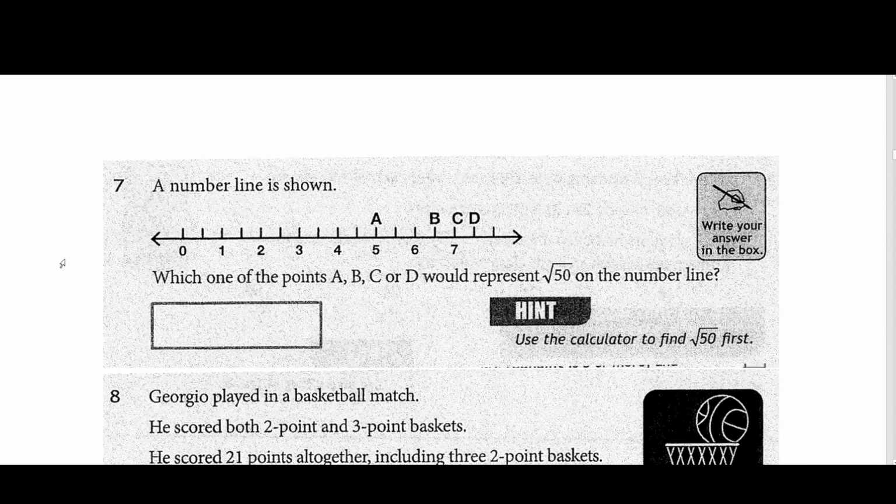Number 7, a number line is shown. Which one of the points A, B, C, or D would represent the square root of 50 on the number line? So hint, use the calculator to find the square root of 50 first. So what we would type in on our calculator, we click the square root button, we type in 50, then we click equals. So square root of 50 is 7.0711.